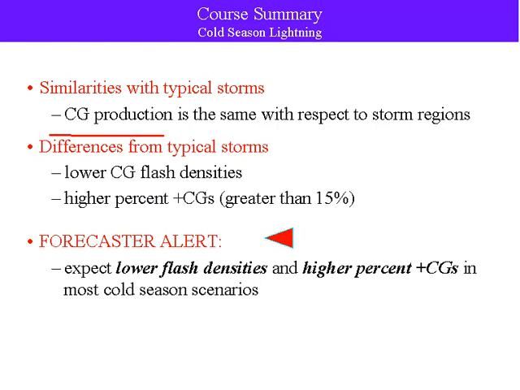As far as cold season lightning, we see similarities with typical storms in that the CG production is the same with respect to the storm regions. However, there are some differences. We see lower CG flash densities overall, and we see a higher percent positive CGs, oftentimes greater than 15% and sometimes greater than about 50%, especially along the west coast of the U.S. So the forecaster alert here is to expect lower flash densities and higher percent positive CGs in most cold season scenarios.